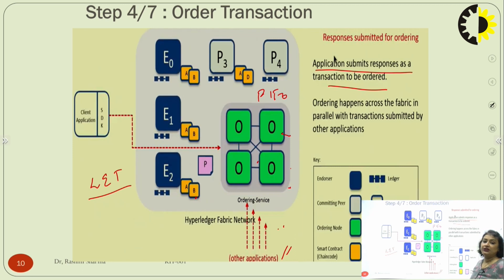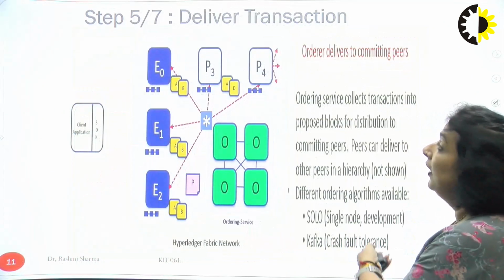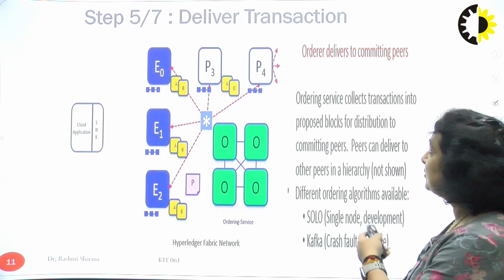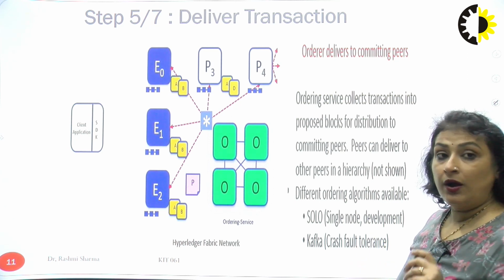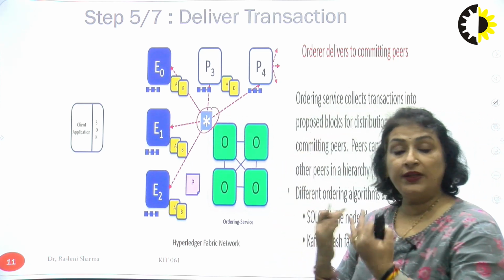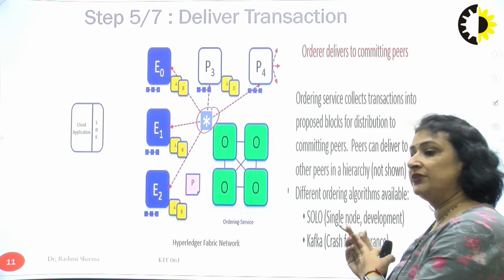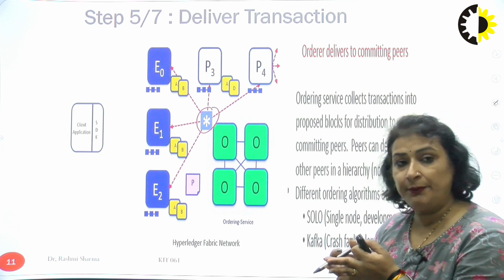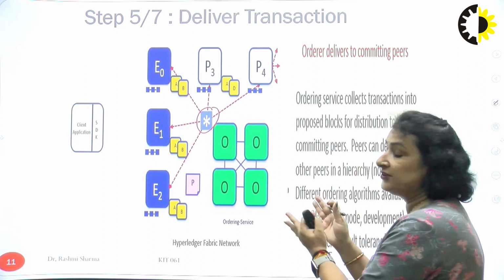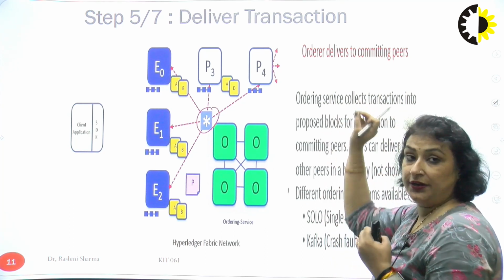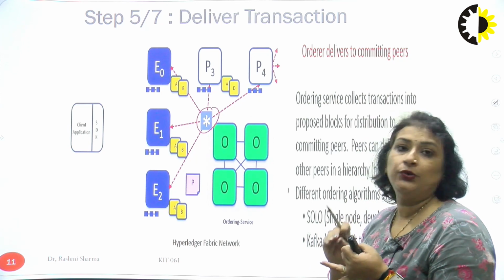So the transactions are being given to the ordering services. Then you have to deliver that particular transaction. How do we deliver that transaction? These ordering services collect into a proposed block. When all of these transactions execute, they are sent to the ordering service. They look into the RW set. The same output is being generated, the same variables are being affected, and then that connects into one particular block, and this block is sent to each and every node, your endorsing peers and your committing peers.